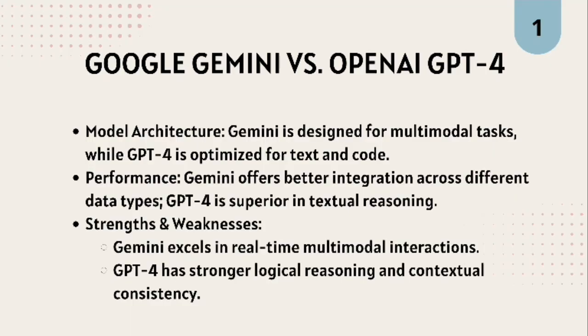So when it comes to performance, Gemini is better at handling different data types seamlessly, while GPT-4 excels in logical reasoning and textual accuracy. Looking at the strengths and weaknesses, Gemini shines in real-time interactions across multiple formats, whereas GPT-4 offers better contextual understanding and consistency in long conversations. Overall, both models are strong, but their focus areas differ.